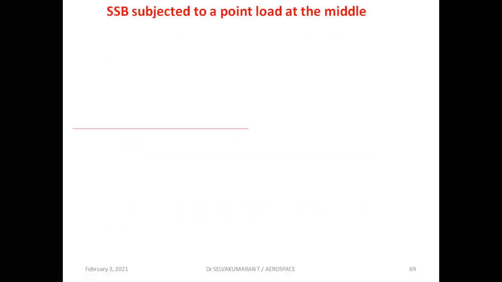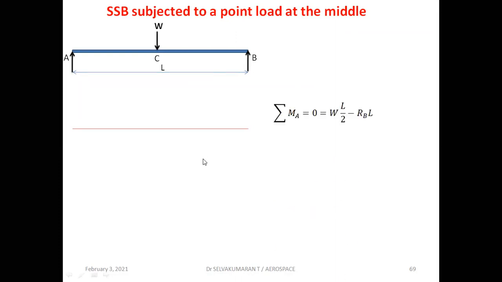Simply supported beam subjected to a point load at the middle. You can see here a simply supported beam subject to a point load at the middle, exactly at a distance of L by 2 from either end. So sigma MA is equal to 0 in the moment equations. W into L by 2 clockwise positive, minus RB into L anticlockwise negative.